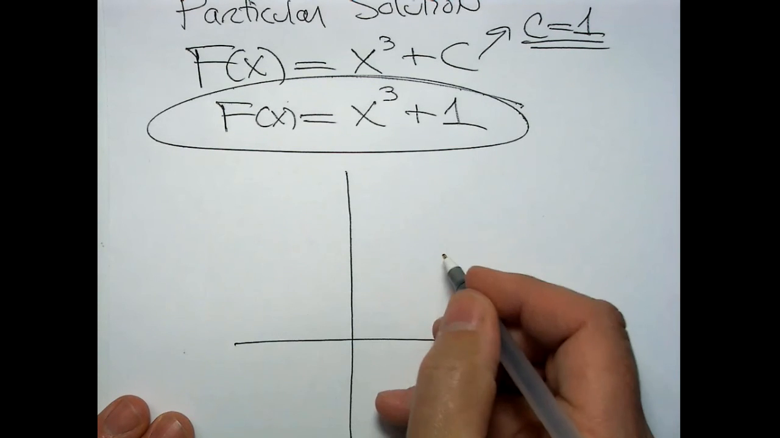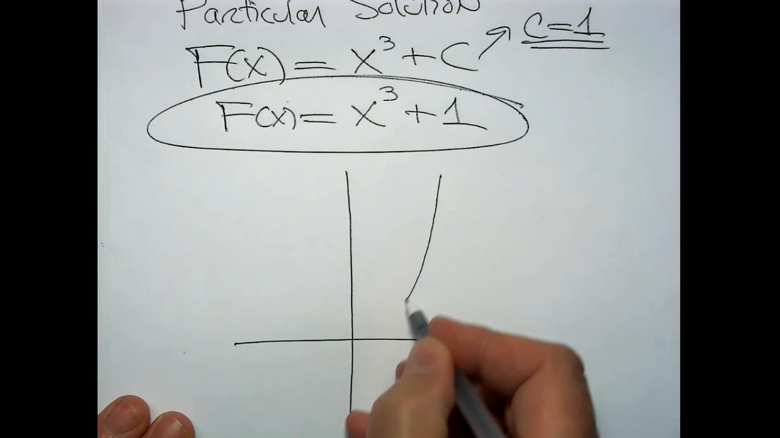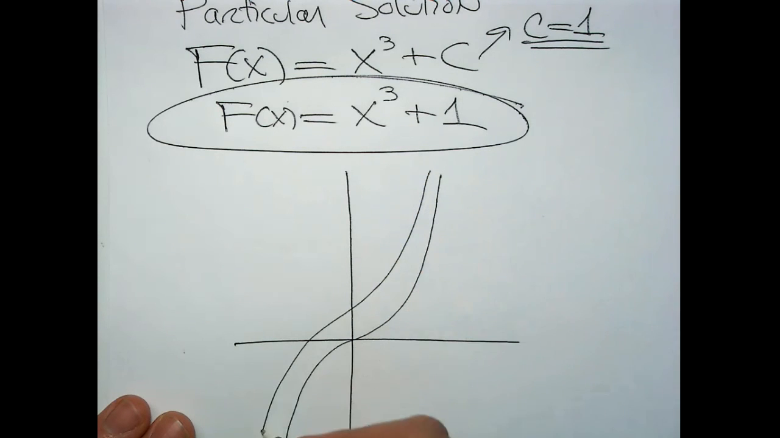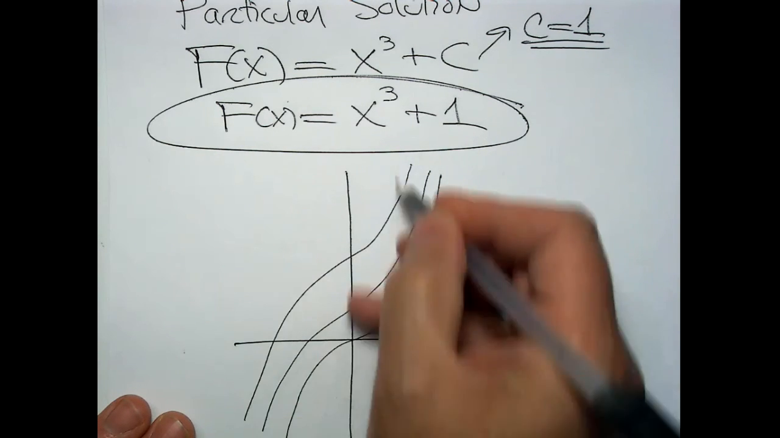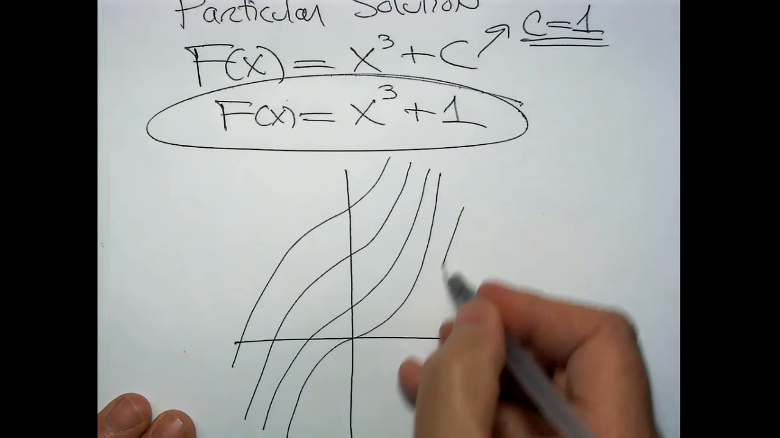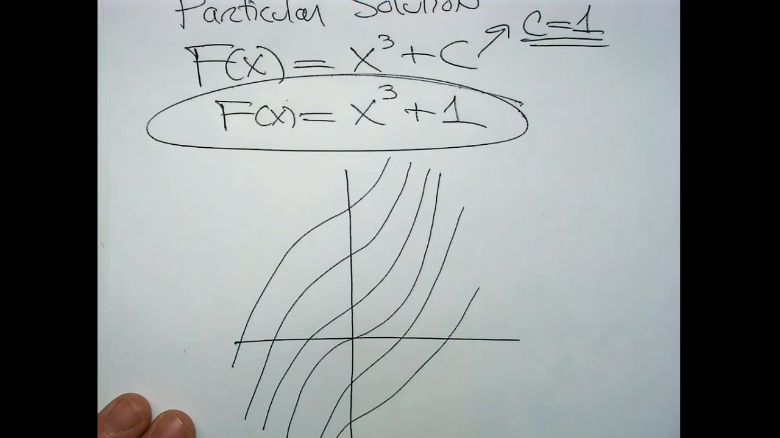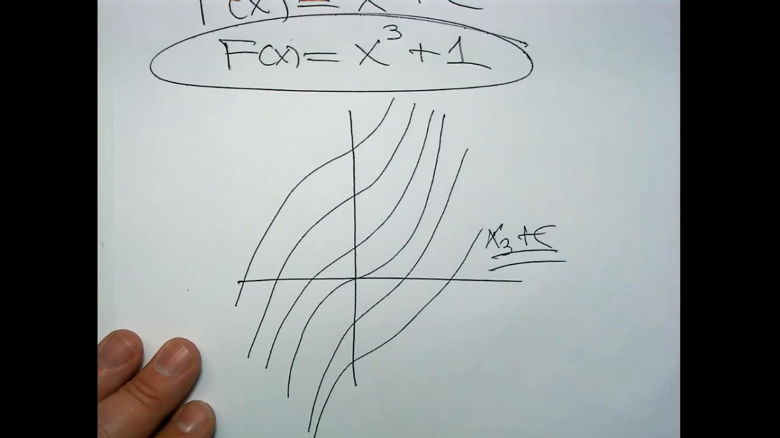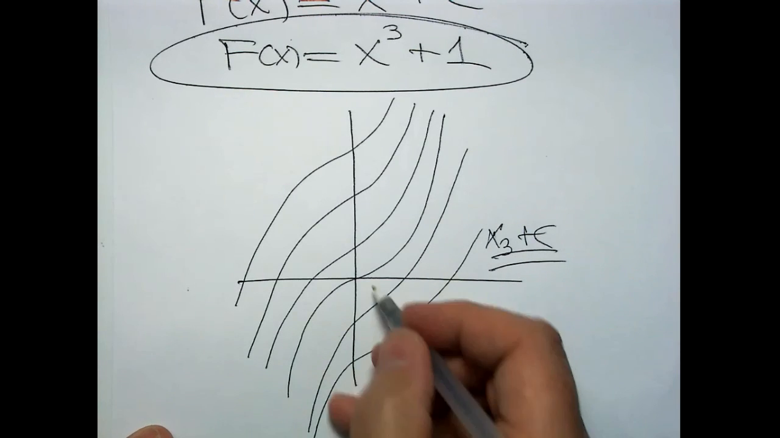I think we all have an idea of what x cubed looks like. X cubed sort of looks like this. And if you do x cubed plus 1, you get that. If you do x cubed plus 2, you get that. If you do x cubed plus 3, you get that. So actually, there's a whole family of solutions of x cubed plus c's. But what's the one that I wanted?